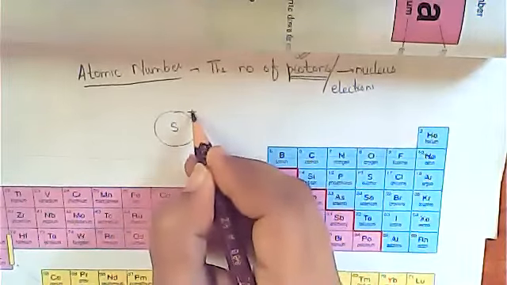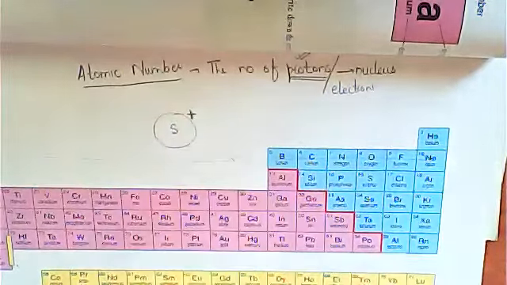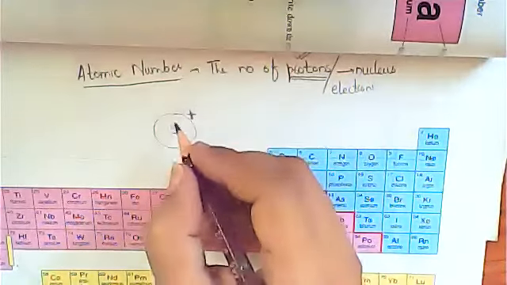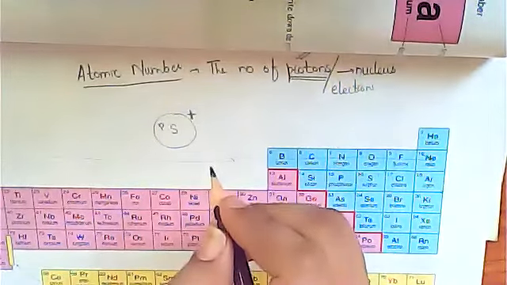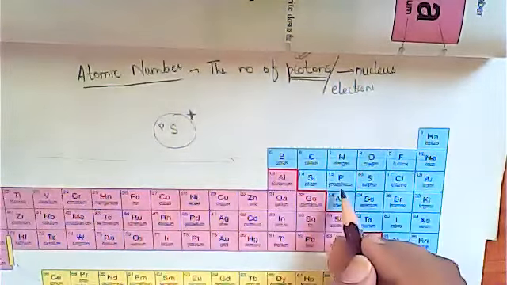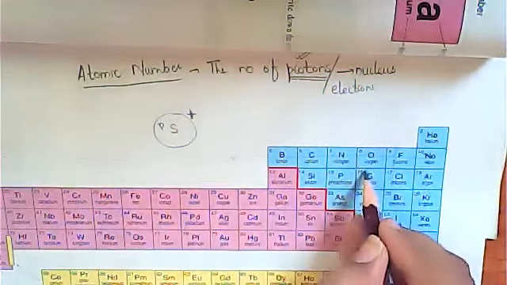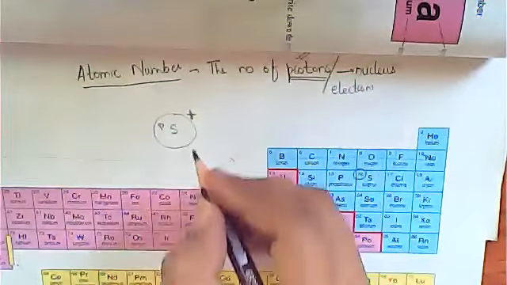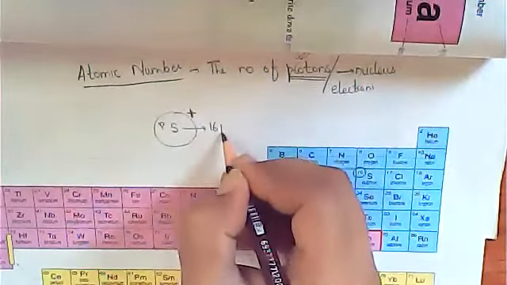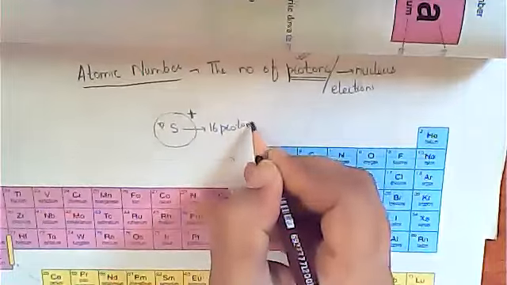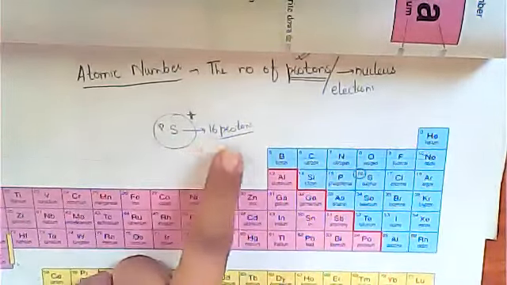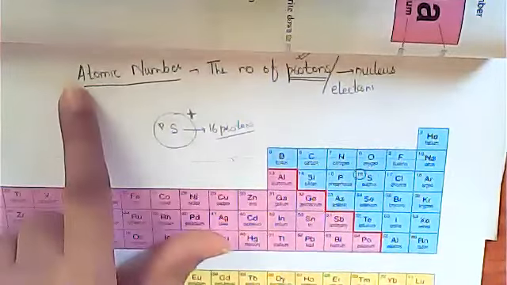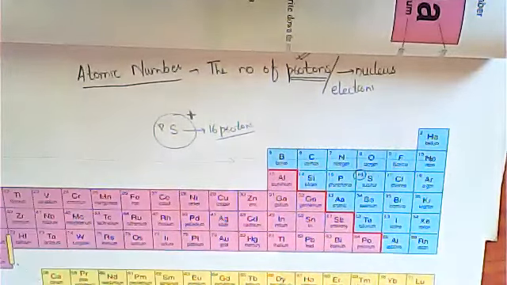Why is it a nucleus? Because it has a positive charge. Now, why does the nucleus have positive charge? Because inside the nucleus you have protons that carry positive charge. So if you talk about sulfur, the atomic number is 16. So it means sulfur has 16 protons, and these protons basically represent the atomic number.